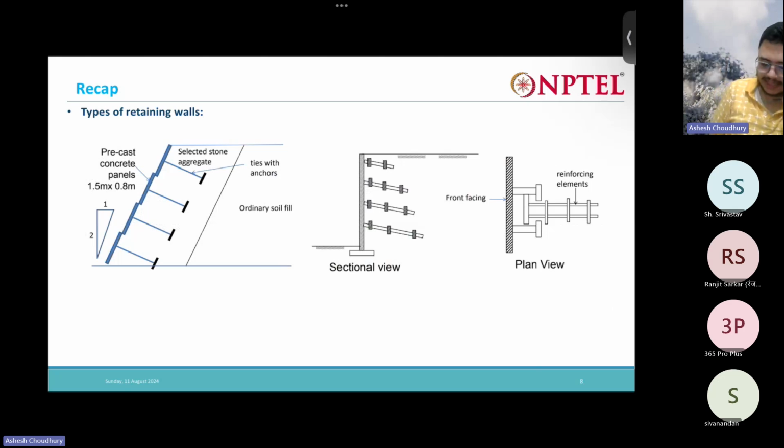As I said, there are many types of facing. You can see precast facing panels are used like that sometimes. Then we have a long rigid facing, which might be anchored also at the back. So there are various types of facing that can be used, depending upon the project.